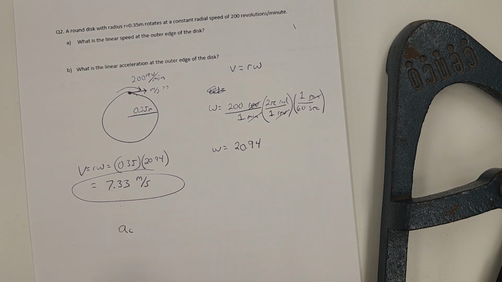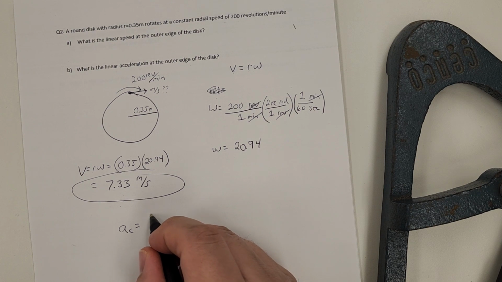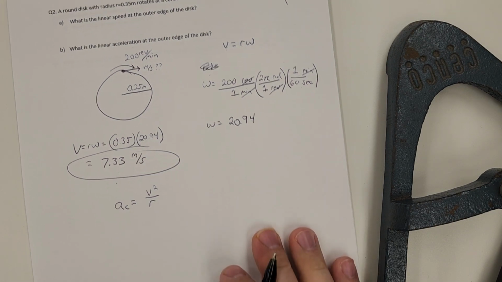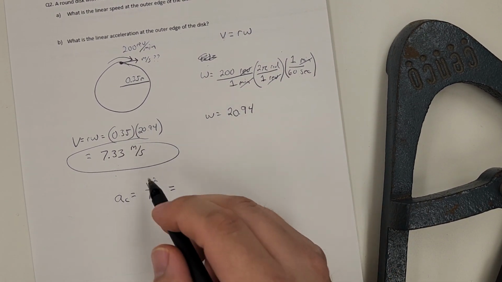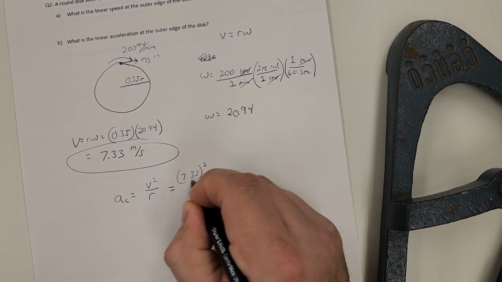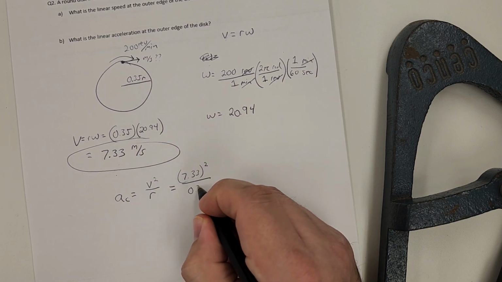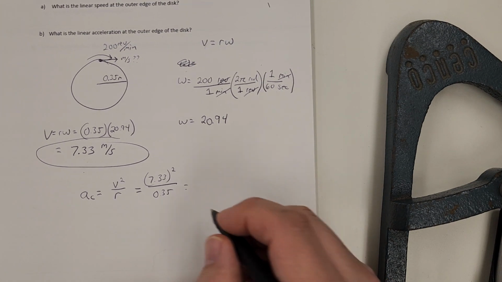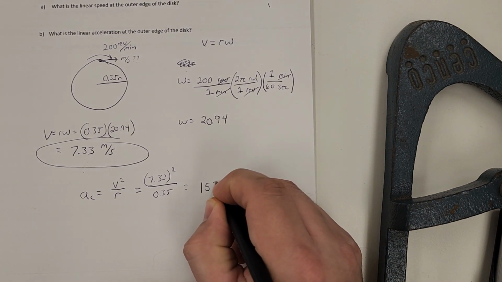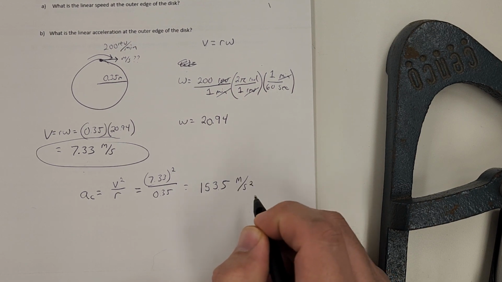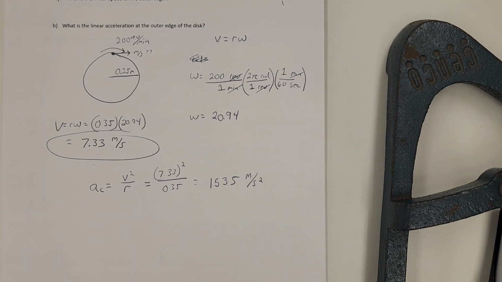So a_c, centripetal acceleration, which we know to be v squared over r. We did this one in class. Now we know what v is on the outer edge of the disk, 7.33. That will get squared, and then we'll divide that by the radius, 0.35. We square our answer and then divide by 0.35, and we get an answer of 153.5 meters per second squared.